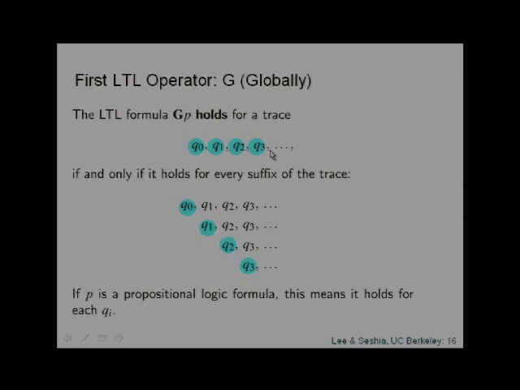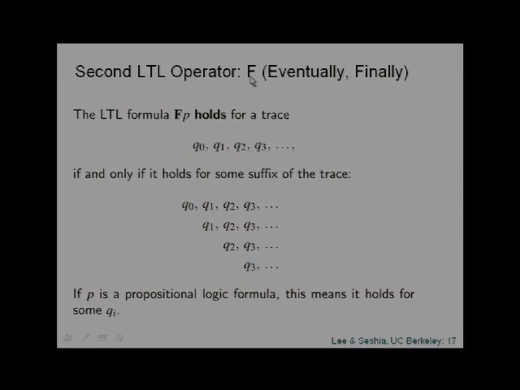All right, so let's talk about the second operator, which is future. We say that future P holds for a trace if and only if P holds for some suffix of the trace. The key difference is the qualifier. Here it holds for every suffix, and here it holds for some suffix. It's sort of like for all and there exists, which we use in mathematics: globally is like a for all operator, and future is like a there exists operator. So here what it means is that there exists some suffix.